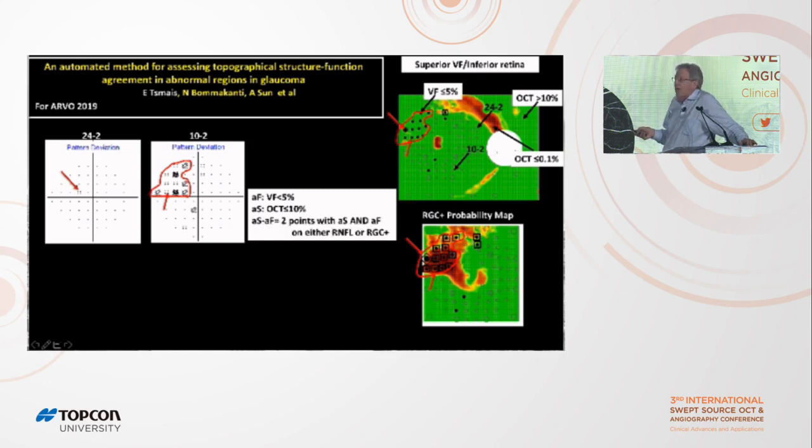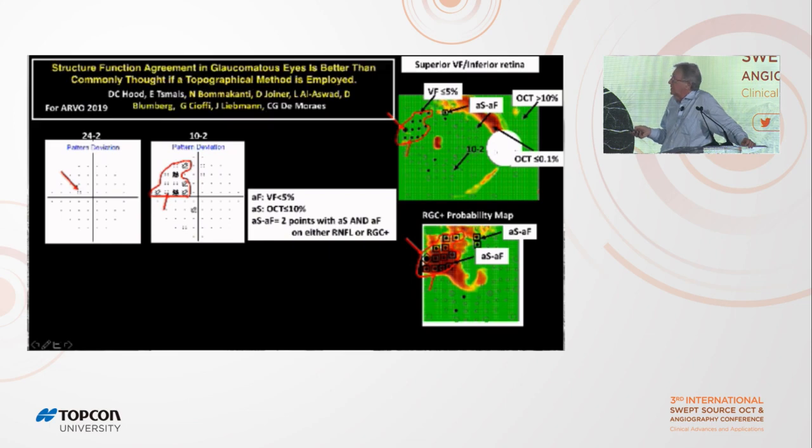And we're going to define an agreement of abnormal structure and abnormal function if either this plot or this plot has 2 points that agree. So let me show you. Here's one point. That's the only point that agrees there quantitatively. Right? Here, however, you've got a whole bunch of these that agree. So this would be confirmation of structure and function going together.